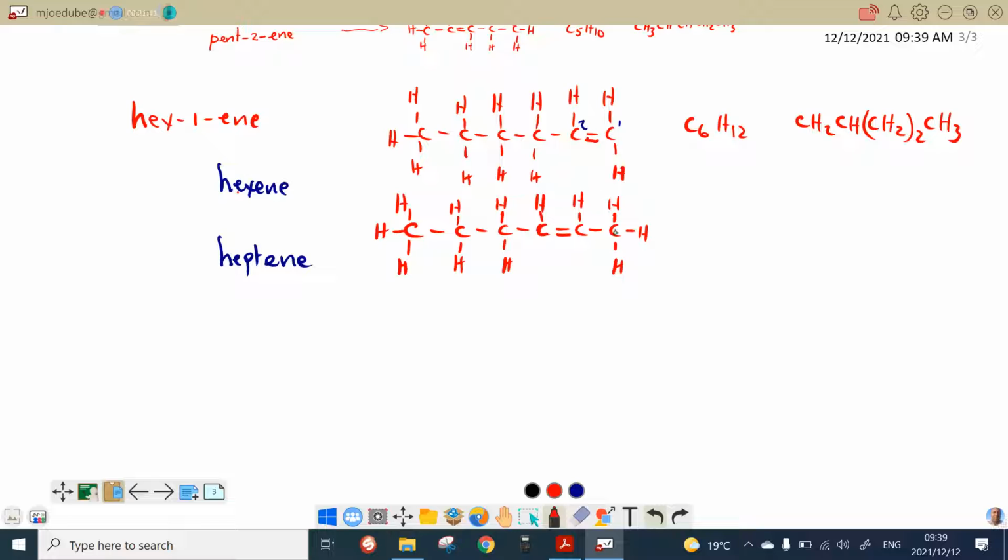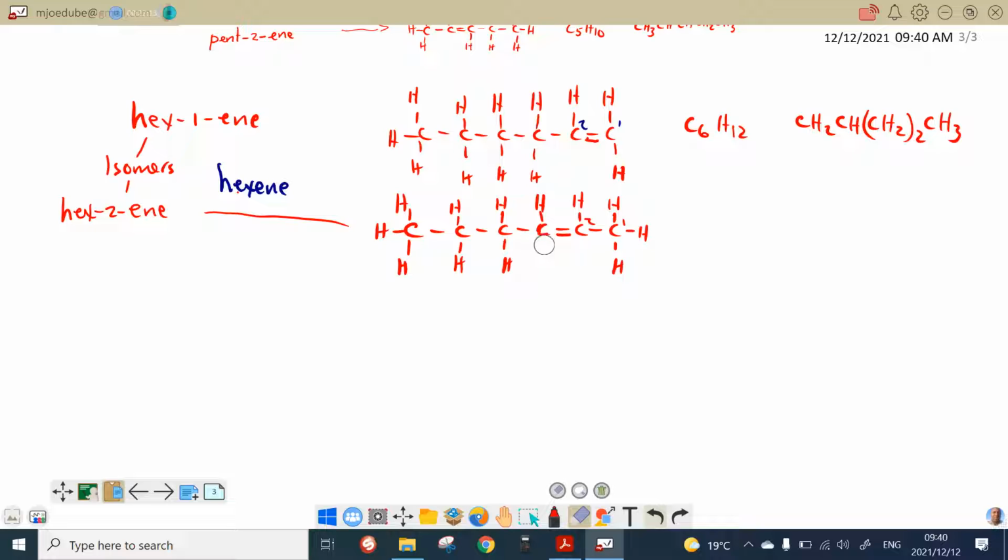And then this other one: this is carbon number 1, that's carbon number 2. So it's hex-2-ene. So this here is hex-2-ene. Again, these two are what? They are isomers. Right? And what type of isomers? Position isomers. Can we have another position isomer? Yes, we could have another position isomer.